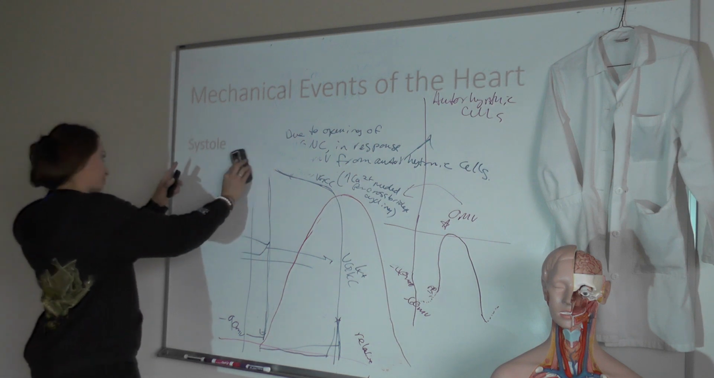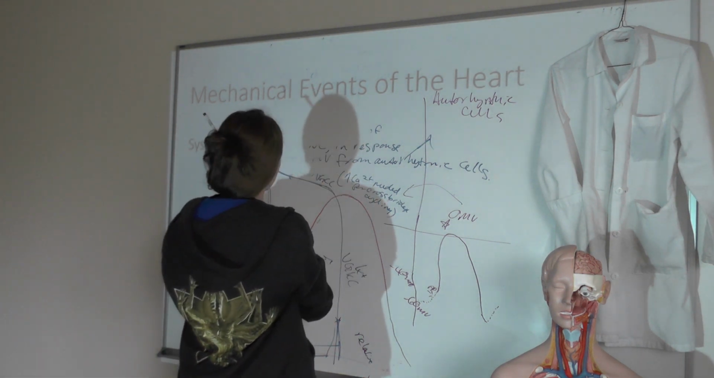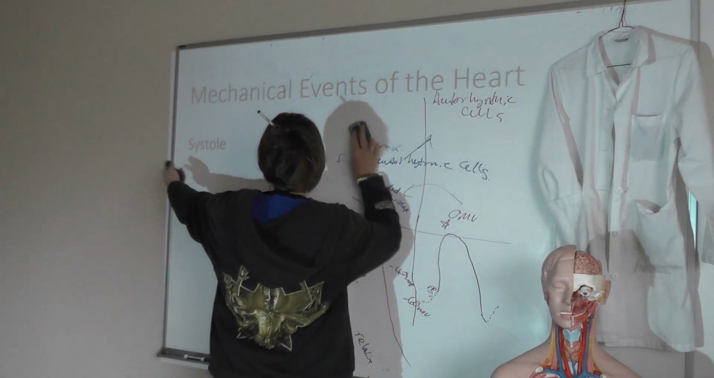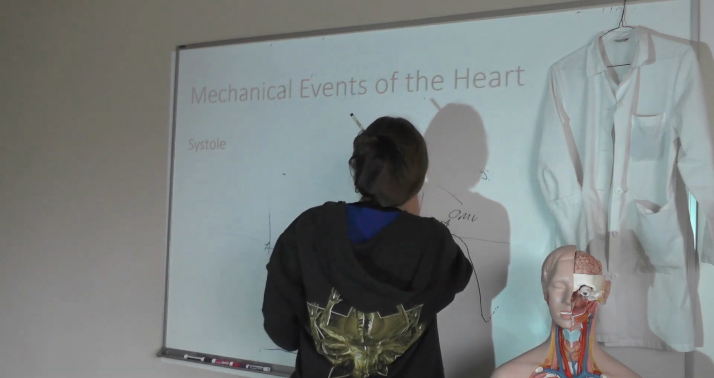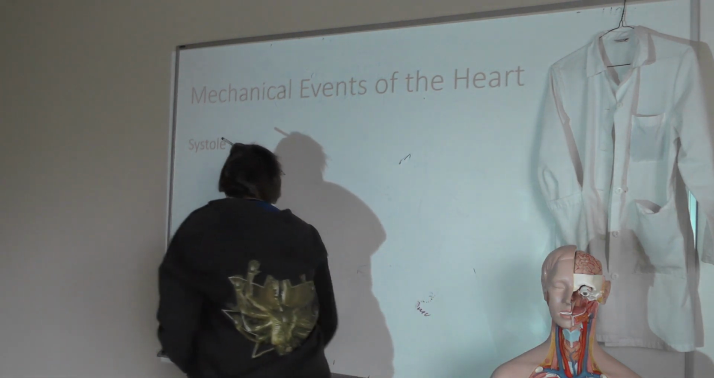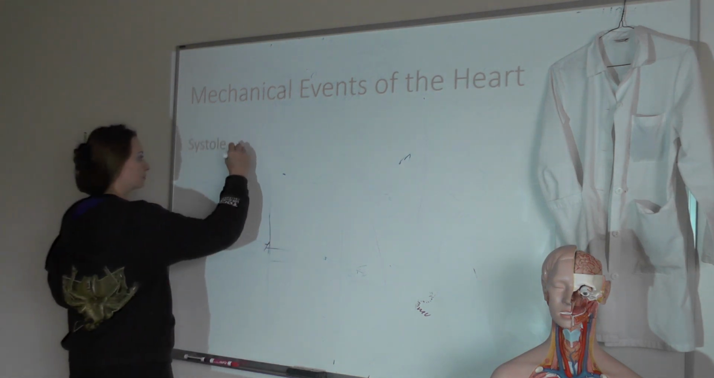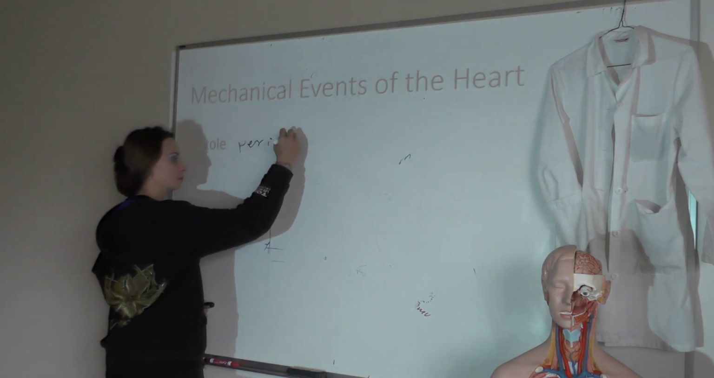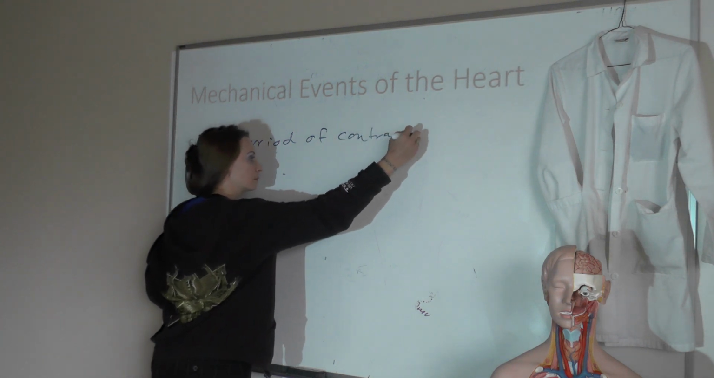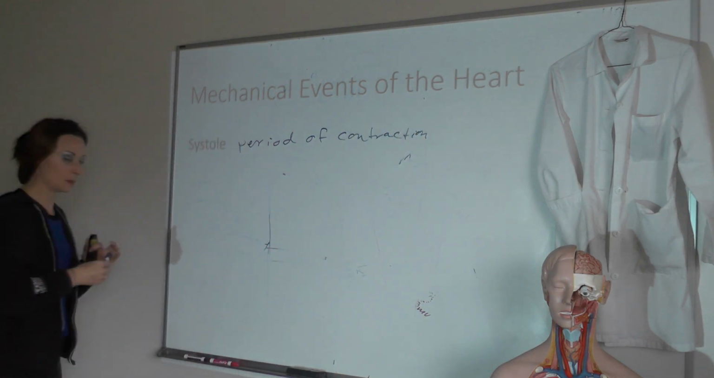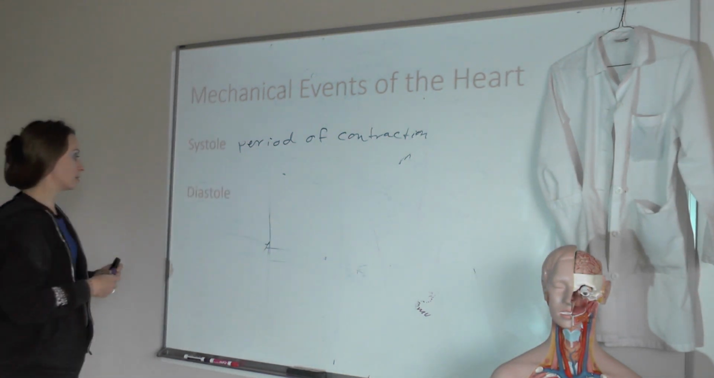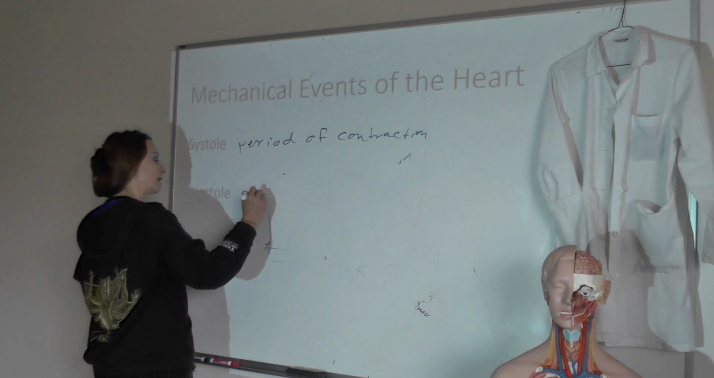And so the period of contraction of myocardiocytes, of either your atrial myocardium or ventricular myocardium, is systole. So systole is a period of contraction. And a period of relaxation is diastole. So diastole is a period of relaxation.